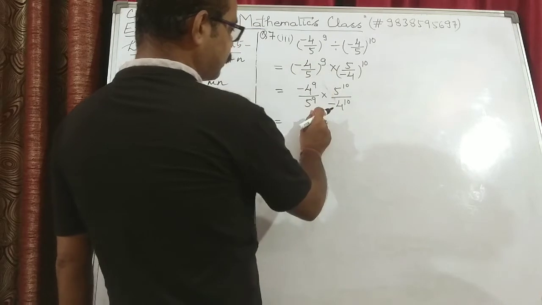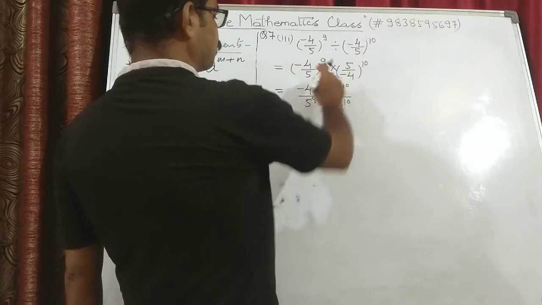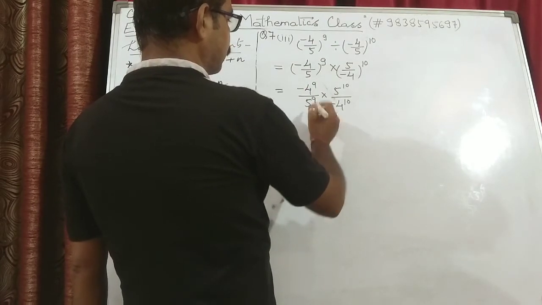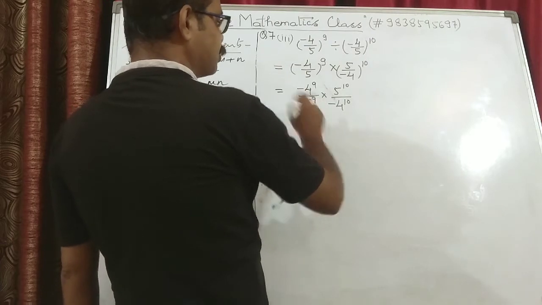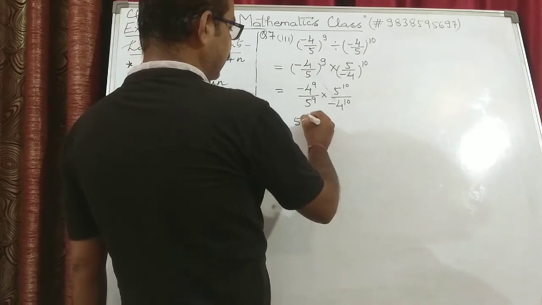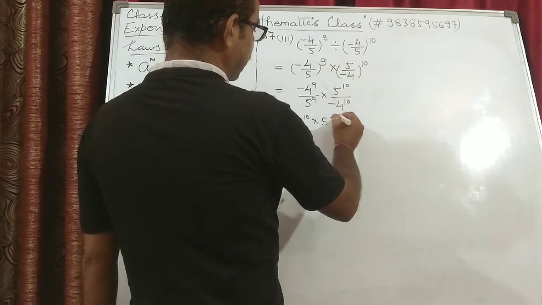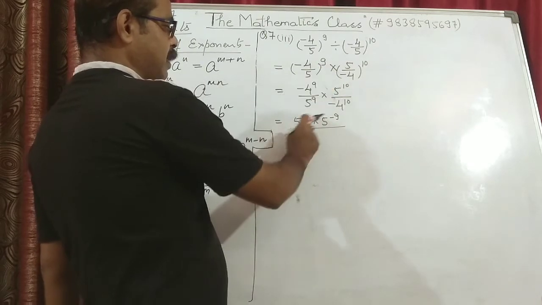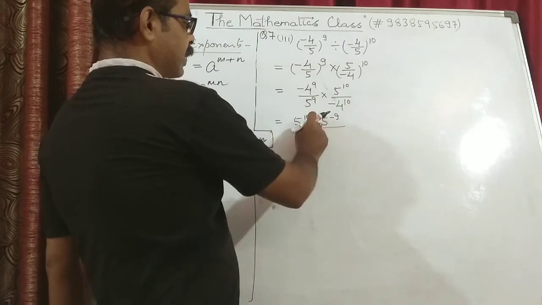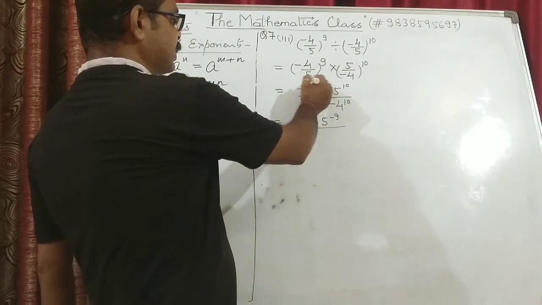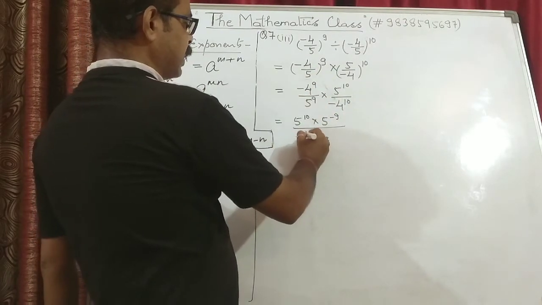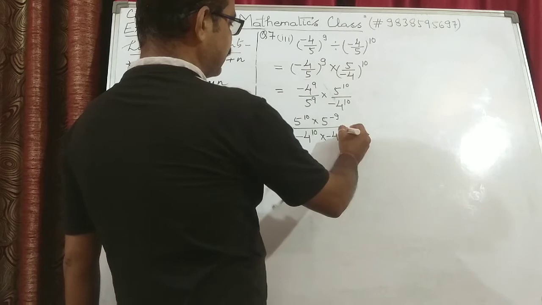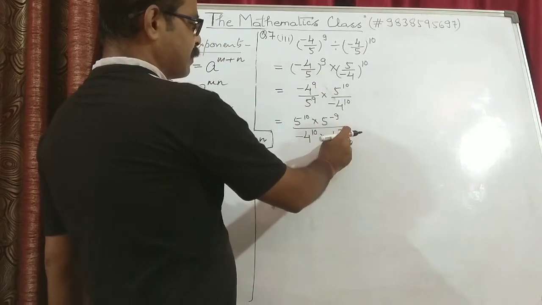Now this 9 will come down, and 5 to the power 9 will go to the numerator. So I am bringing minus 4 to the power 9 to the denominator and taking 5 to the power 9 to the numerator. So 5 to the power 10 into 5 to the power minus 9. When this goes to the numerator, the sign becomes minus. Now this is going to come down, that will be minus 4 to the power 10 into minus 4 to the power minus 9. When this comes to the denominator, it will become minus.